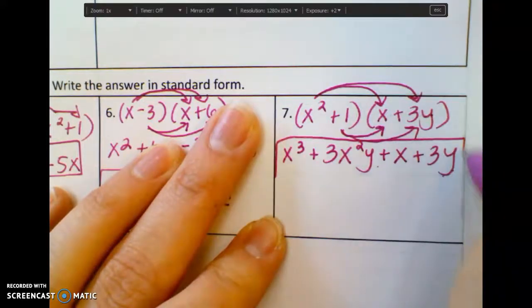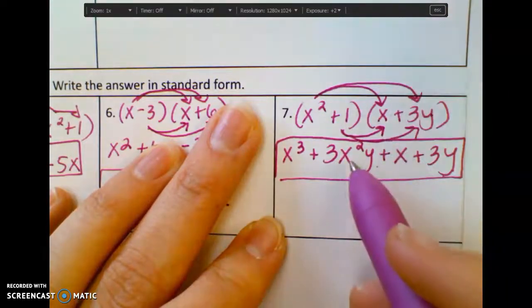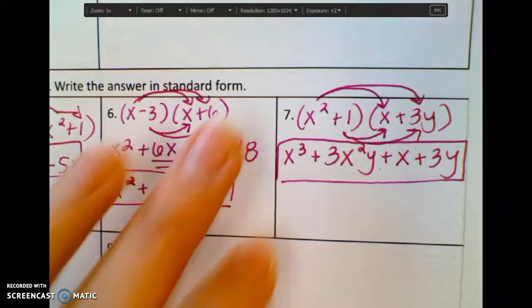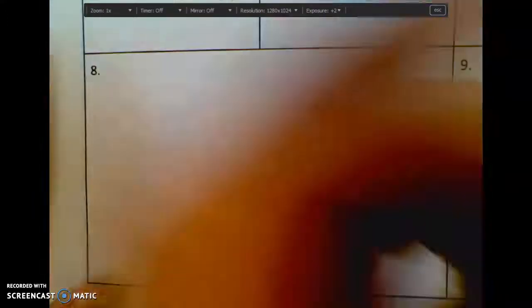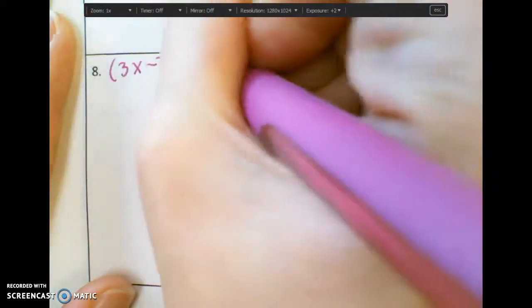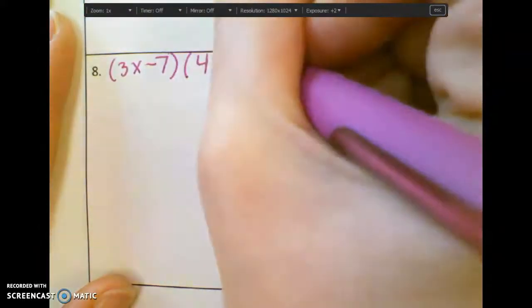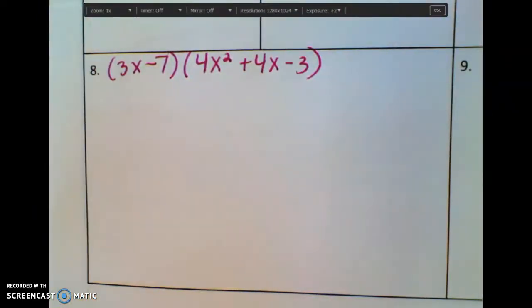Now, if you prefer using the graphic organizer method we did above, you can absolutely do that instead of distributing if you want to. All right, number 8. We have 3x minus 7 times 4x squared plus 4x minus 3. I want you to try this one using whichever method, and then after you finish, start the video again and check your answer.